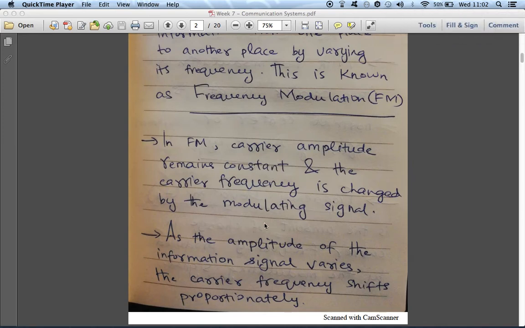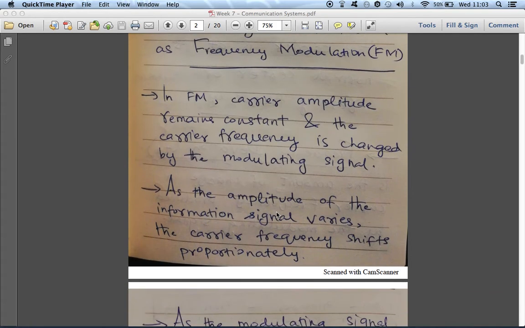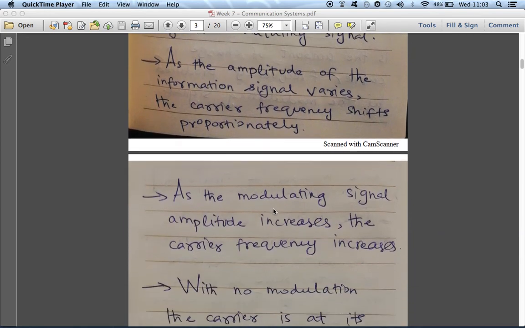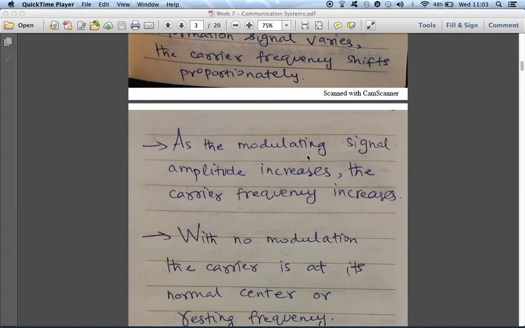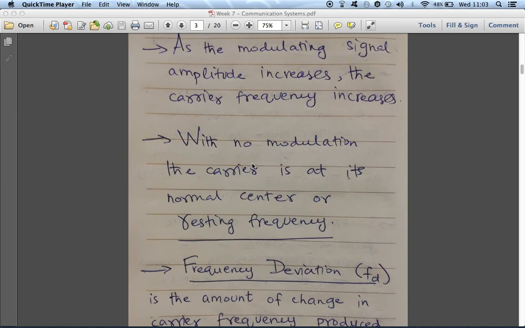So the carrier amplitude remains constant, and whenever a modulating signal is applied to the modulator, the carrier signal frequency shifts proportionately with reference to that information signal. As the information signal, which is the modulating signal, increases its amplitude, the carrier frequency increases with reference to that signal. And when there is no information signal applied at the input of the modulator, then the carrier signal will be at its normal frequency, which is set as resting frequency.